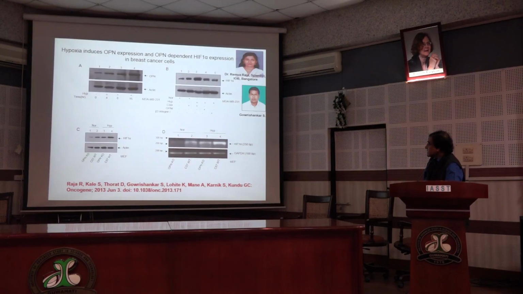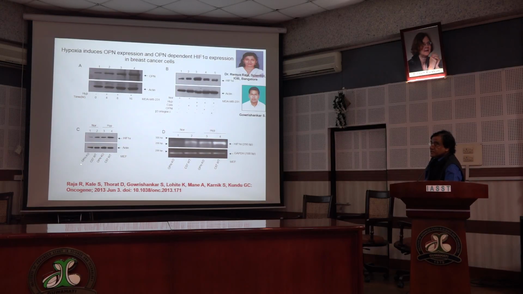One of my other students, who has now become a scientist at the Institute of Bioinformatics, Bangalore, did some work showing that hypoxia regulates the osteopontin gene in a breast cancer model. It is known that hypoxia regulates HIF1 alpha. To show whether osteopontin is involved in hypoxia-regulated HIF1 alpha, she used osteopontin knockout and wild type mice.